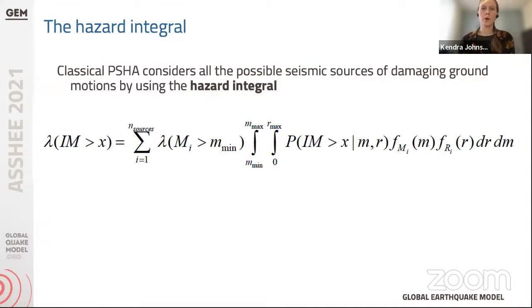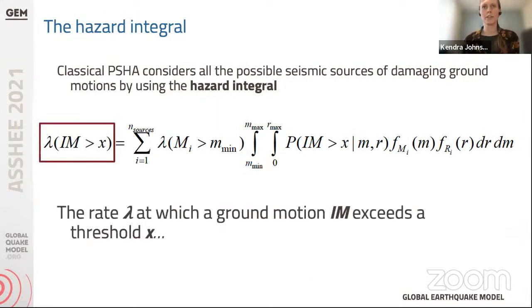So the approach we use to computing hazard results is to use the hazard integral. And this is an integral, a construct that allows us to consider all the possible seismic sources that could cause damaging ground motions at a site of interest. And so we'll break this down a little bit into its individual components.